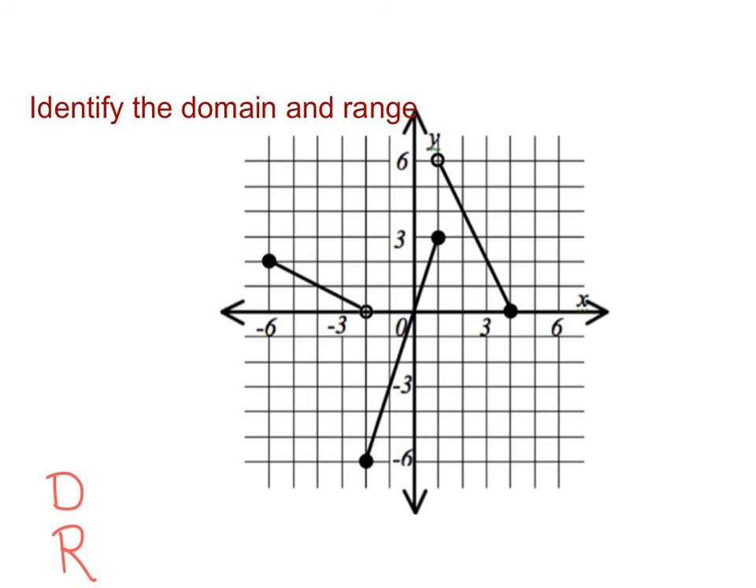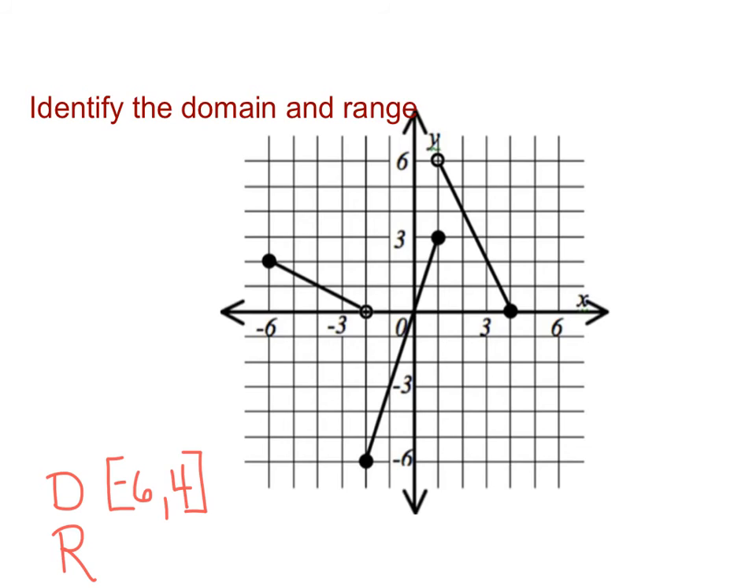So for the domain, as I move from left to right, my first point I encounter is negative 6, and that is included in the domain, so I place a bracket. How far to the right? Well, it picks up down here, moves along, jumps up here, moves, and here is the furthest value to the right, which is 4. So my domain values are -6 to 4.